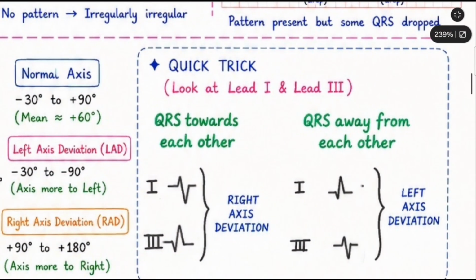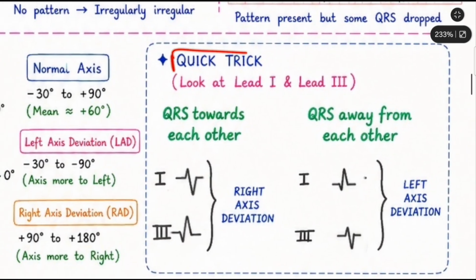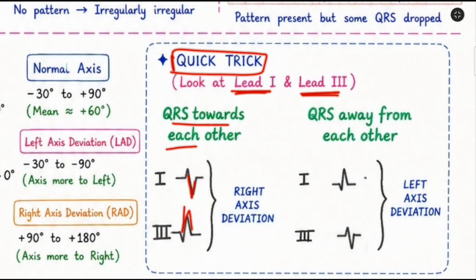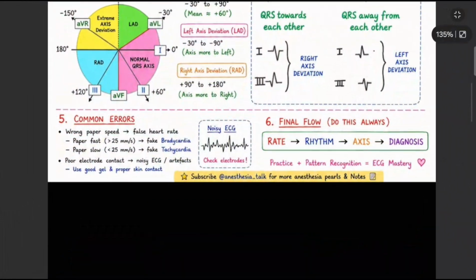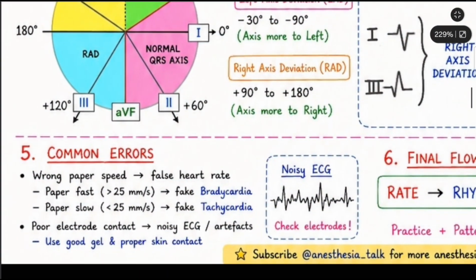If you don't want to memorize the axis wheel, here's a simple trick. Look only at lead 1 and lead 3. If the QRS complexes point towards each other, think of right axis deviation. If the QRS complexes point away from each other, think of left axis deviation. This shortcut is useful during exams and bedside interpretation.